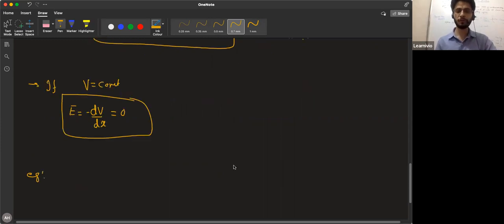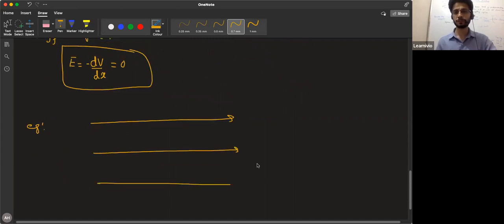Another example, if I give you field, this is the direction of field. I'm giving you 2 points, point A and point B. Can you compare potential at A and B, Anshika? Which point is at higher potential and which one is at lower potential? Sir, both will be the same. No, because field exists. If potential is same, then field will be 0.